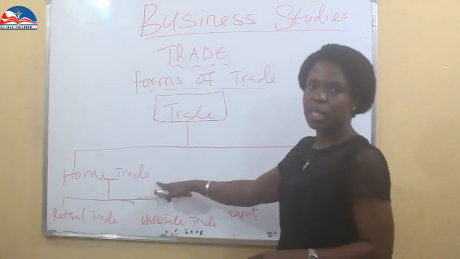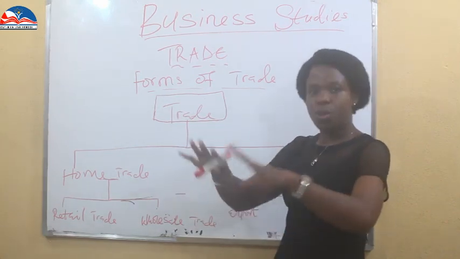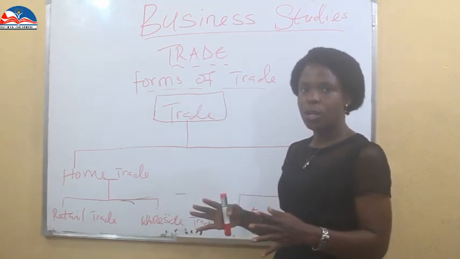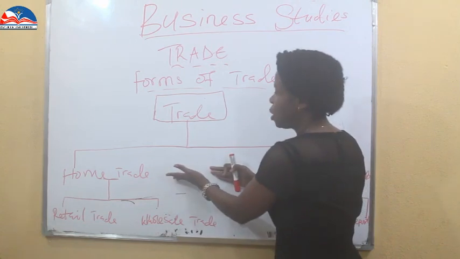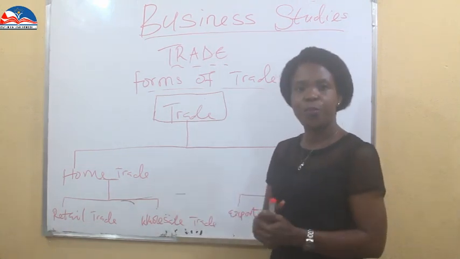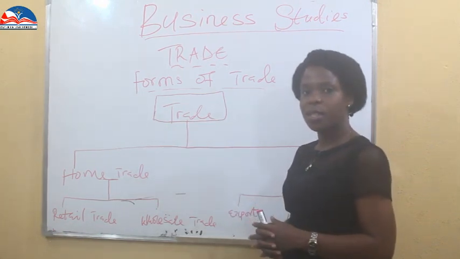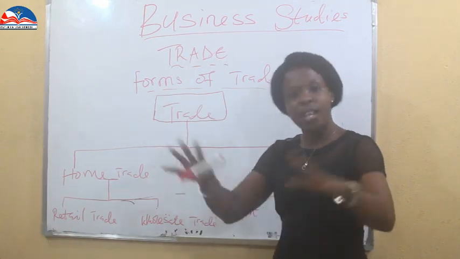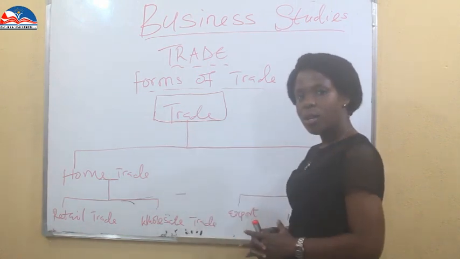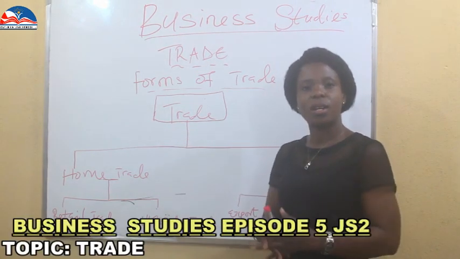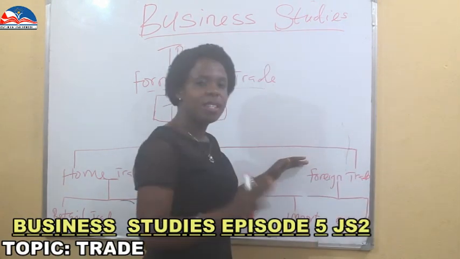What is home trade? It is a trade that is carried out within a country, within a geographical region, within a community, within a village. This is home trade. A trade done within Nigeria. For example, trade within Lagos and Onitsha, or trade done within Lagos itself, or trade done between Lagos and Abuja. It can equally be trade done within Abuja itself. That's home trade.